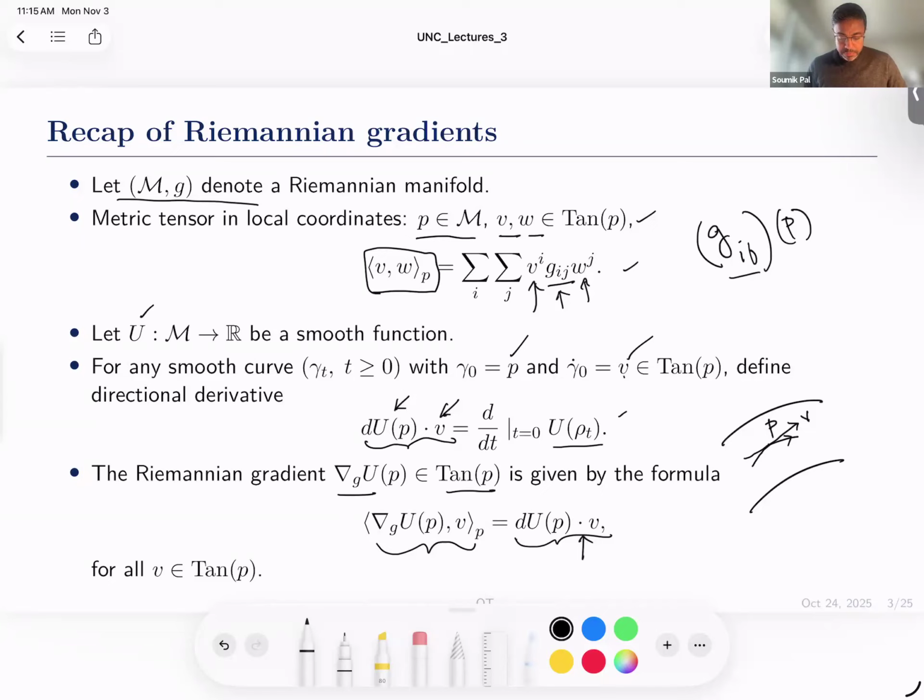I have a question about the fourth bullet. On the right-hand side of the equal sign, you have a rho t. Should that be gamma t, or what is rho t? Oh yes, this is gamma t. Thank you. So you find the time derivative of gamma t at time t equals 0. Any other questions?